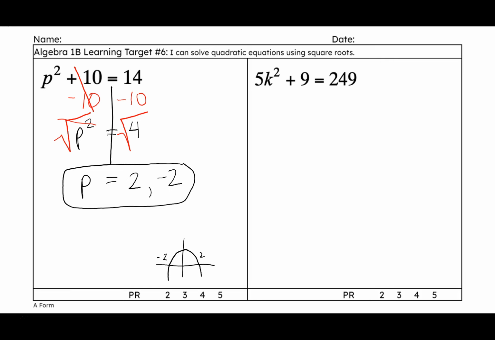So now let's try this equation right here. This one's a little bit more complicated because, oh my goodness, 249 is a big number, and I've got this coefficient of 5 in front.